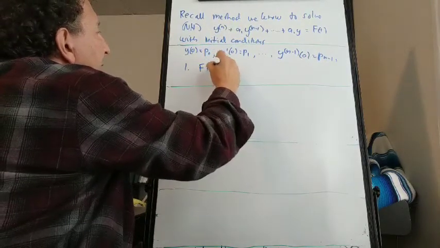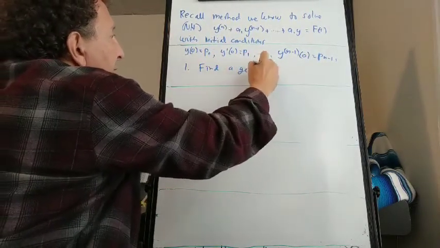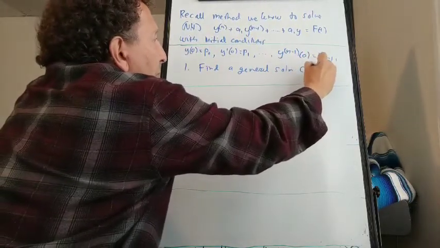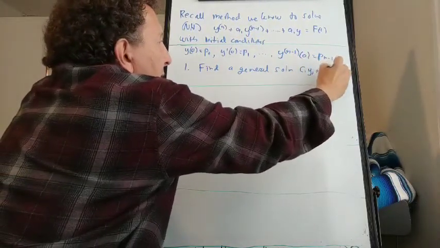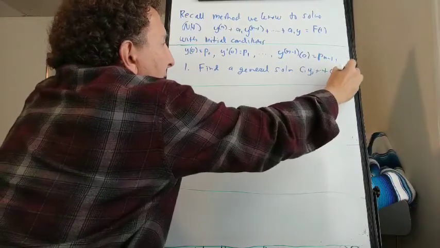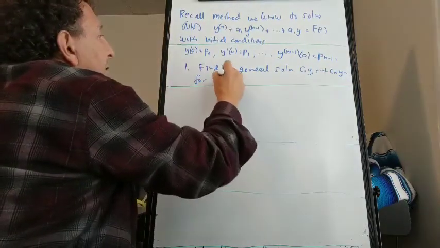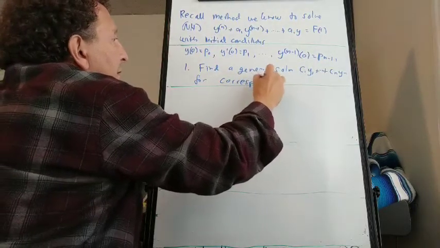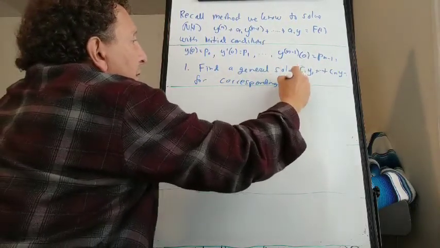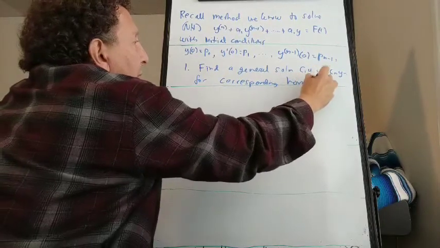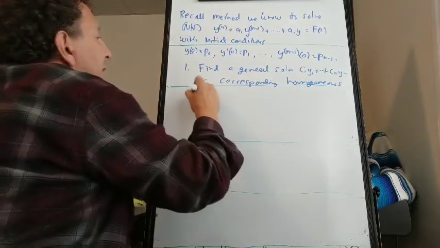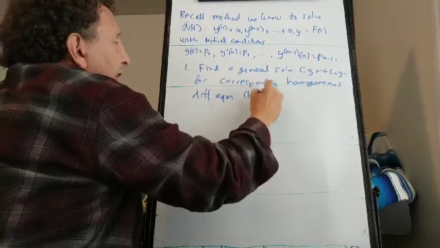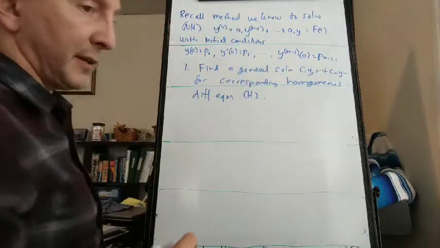First we find a general solution c1y1 summed up to cnyn for the corresponding homogeneous differential equation h, which is the same that has 0 on the right hand side.